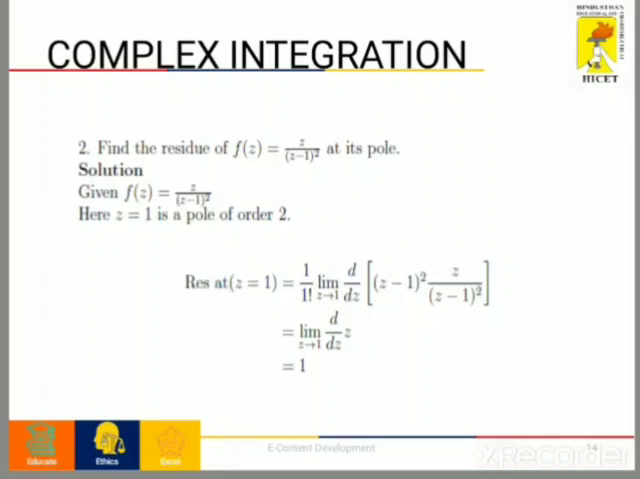So residue of f of z at z equal to 1 is 1 by 1 factorial limit z tends to 1 d by dz of z minus 1 the whole square into the given function f of z, which is z by z minus 1 the whole square. Here z minus 1 the whole square, z minus 1 the whole square get cancelled. Therefore the remaining term is z alone. Therefore limit z tends to 1 d by dz of z is 1. Therefore the value is 1, that is the residue of f of z at the given point z equal to 1.